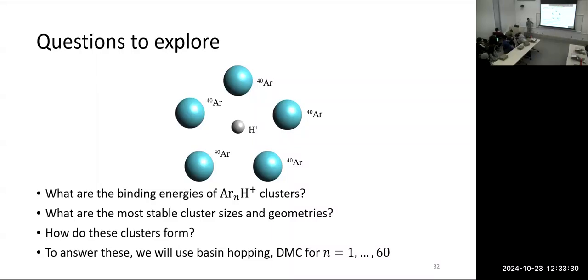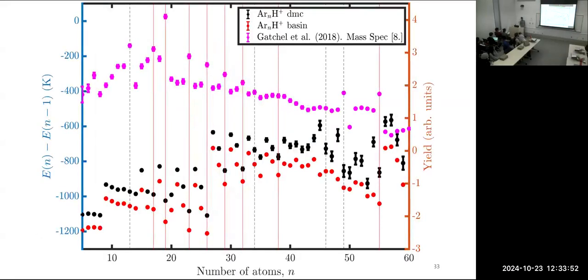So the binding energy of Ar_n H+ is the ground state energy of Ar_n H+ minus the ground state energy of Ar_(n-1) H+. If this energy is really large and negative, it means that it costs a lot of energy to remove an atom from this cluster, which means that the cluster is more stable. So I wanted to explore what these binding energies look like.